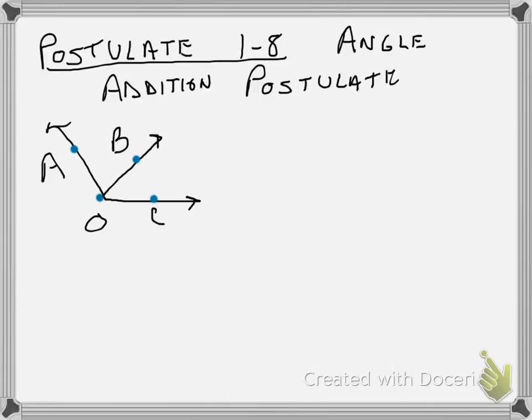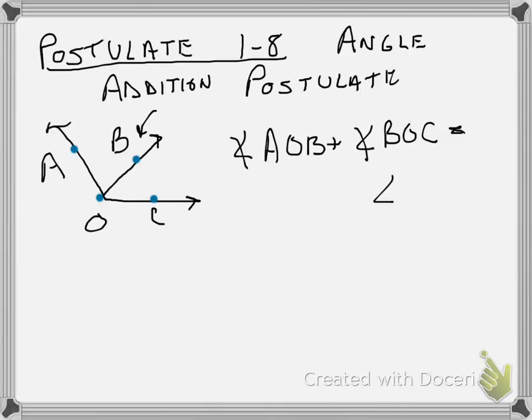Postulate 1.8 is about angle addition postulate. What they're saying is, if point B, which is right here, is on the inside of the angle, you can take each angle, so angle AOB, and add it to angle BOC, and that's going to equal your whole angle, which is angle AOC.